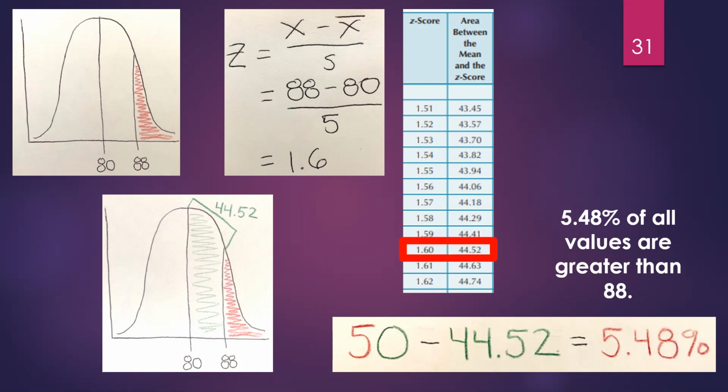So where z-scores get tricky is that you always have to draw out what is the area that I know and what is the area that I'm trying to find, and then use your own logic and problem solving to figure out, given what I know, how do I find the area I'm trying to find? For this example, the two things that we knew were that everything above 80 is 50% of all values, and we knew that this green area was 44.52%. Knowing that, how can I problem solve to find out what the red is?